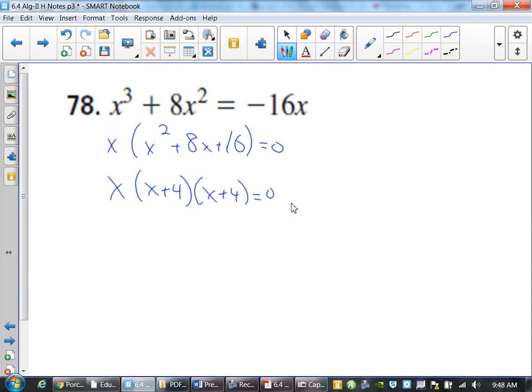I have zeros at 0 and -4. Multiplicity at -4, which means what does it do at that axis point? It just changes direction at that spot, exactly. So I know that if I'm going to graph this, which I'm probably going to have you do, that means it's increasing, changes direction here, and then comes back up.